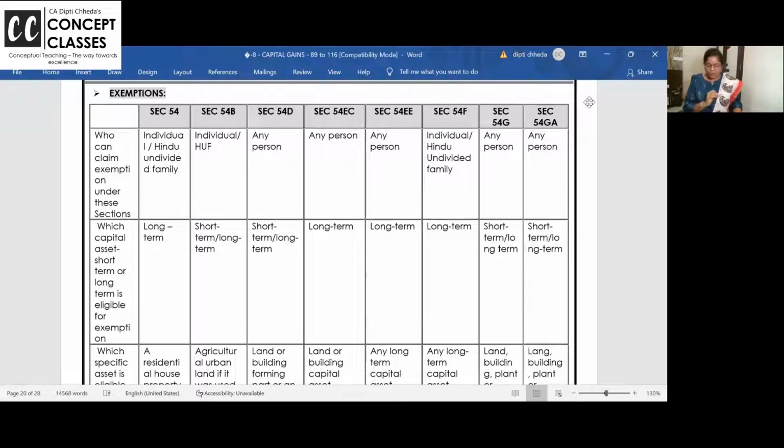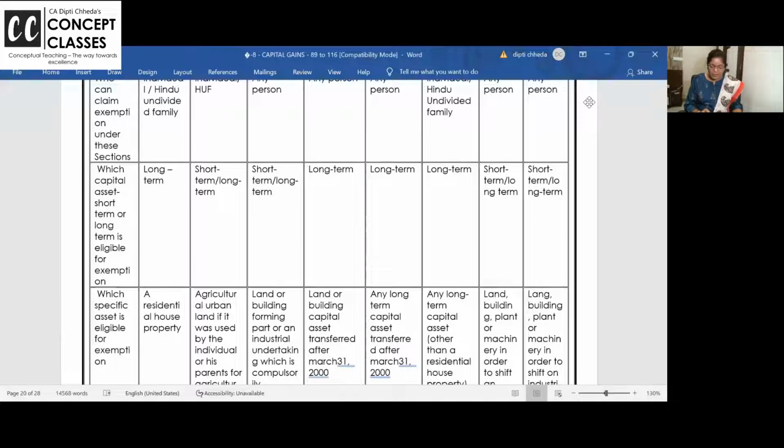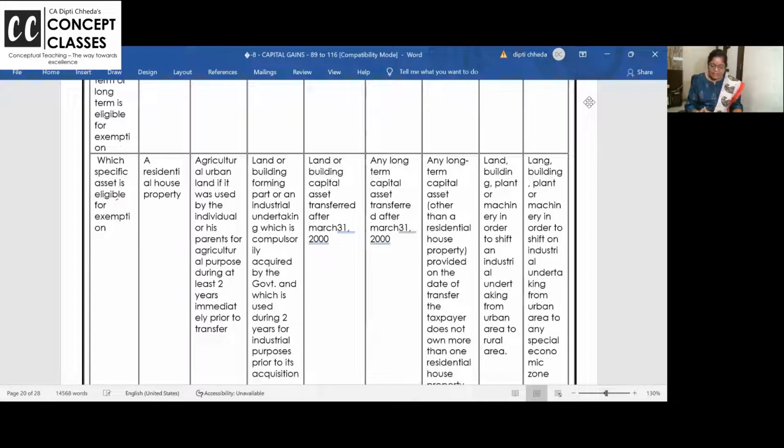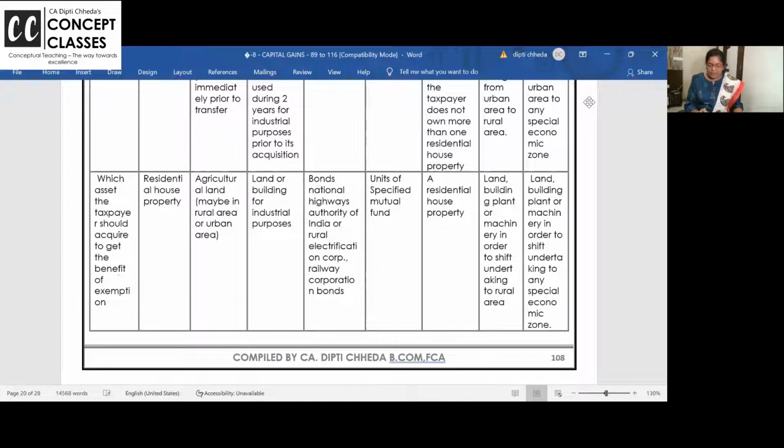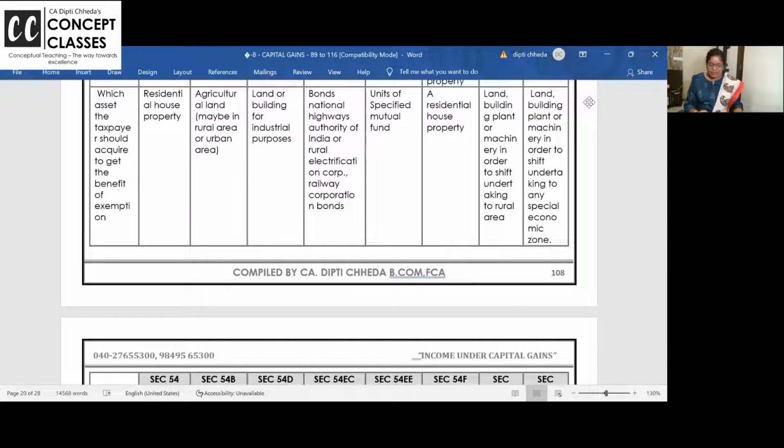Section 54. Okay. Who can claim the exemption? Individual and or HUF. Individual and HUF, not firm, AOP, BOI, company. Which capital asset do they need to sell or transfer? Long term or short term? Only long term. Which specific asset is eligible? A residential house property, not commercial, not open plot, the one who is selling a house. Which asset do they need to buy? Residential house.